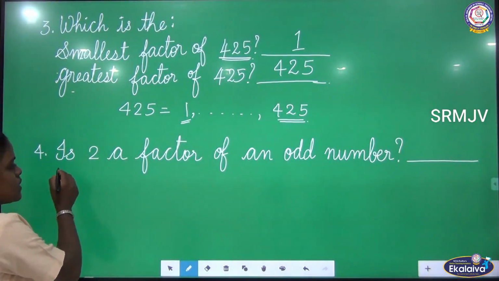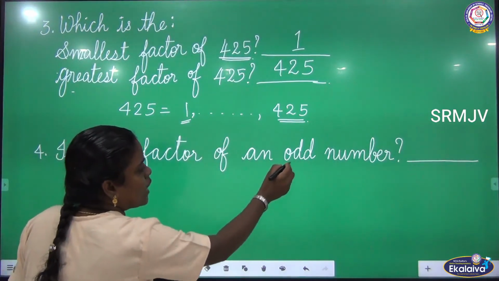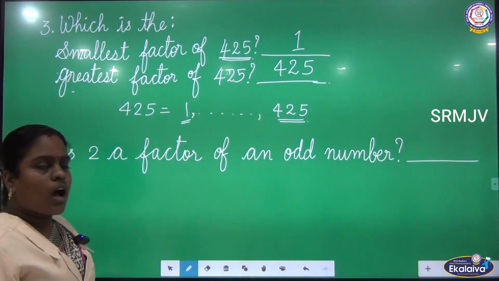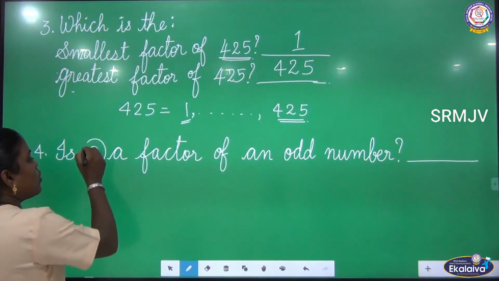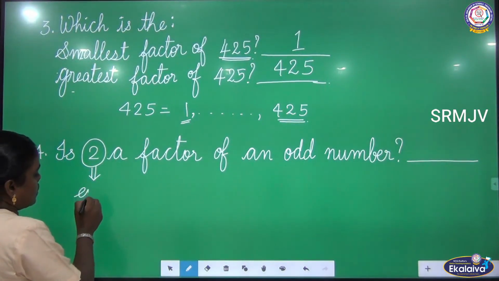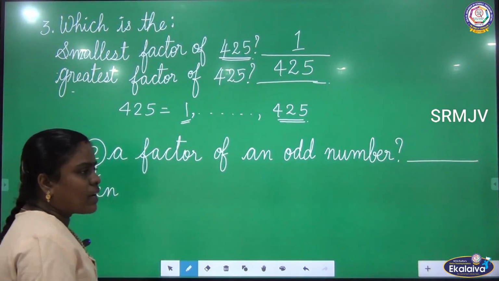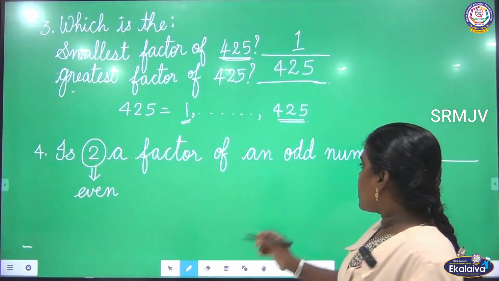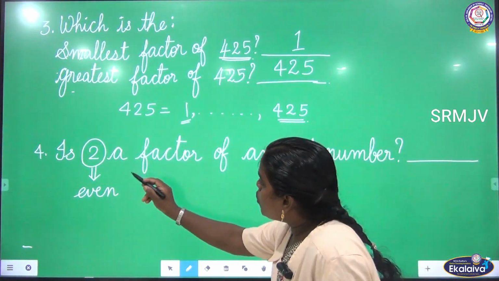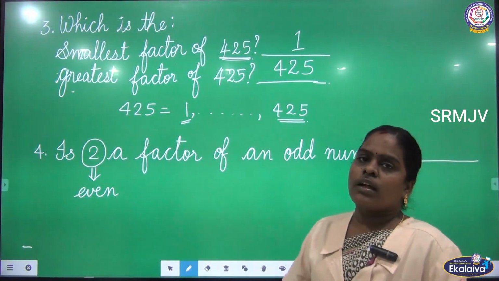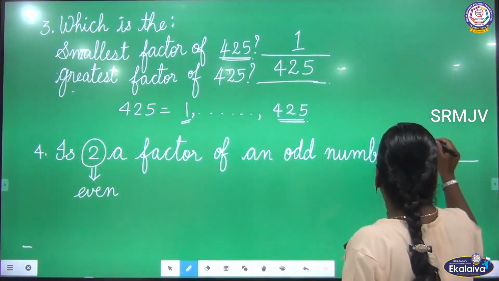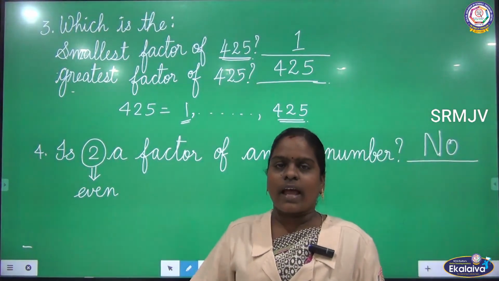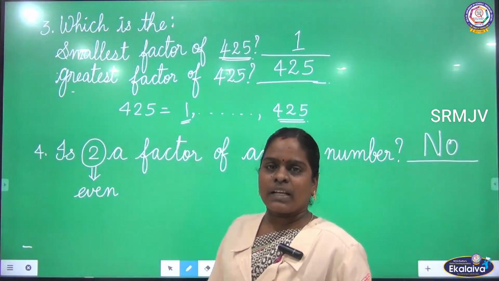Next question, is 2 a factor of an odd number? Look at the question, is 2 a factor of an odd number? 2 is an even number, children. So an even number will be a factor of an even number. Here they ask you to find whether 2 is a factor of an odd number. Definitely, the answer is no, because an even number will be a factor of an even number. Is the concept clear, children?